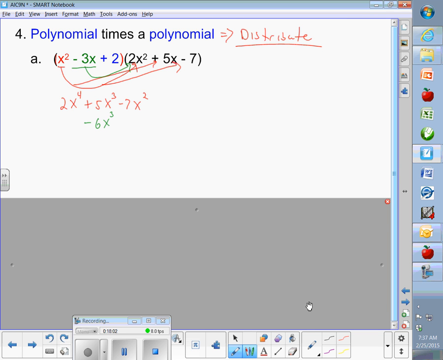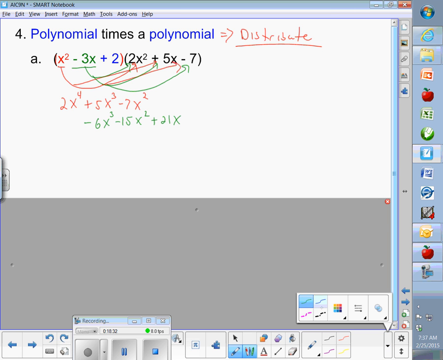Look, pay attention to detail. These are the keys that make it easier on you. Pay attention to detail. All right, next distribution, negative 3x times a positive 5x. Negative 15x squared. Again, I'm going to put it in the x squared column. Finish off the last distribution, this negative 3 times a negative 7. Positive 21x.